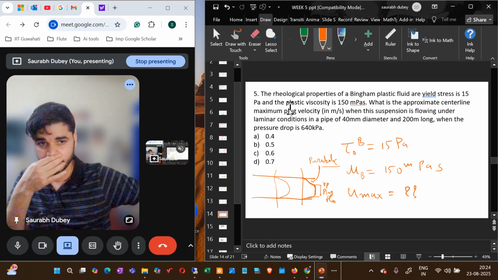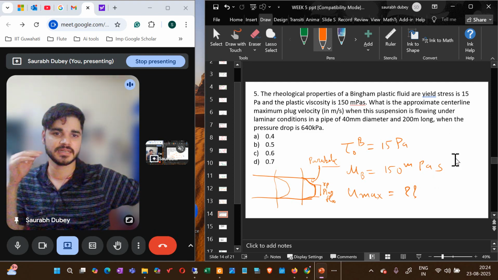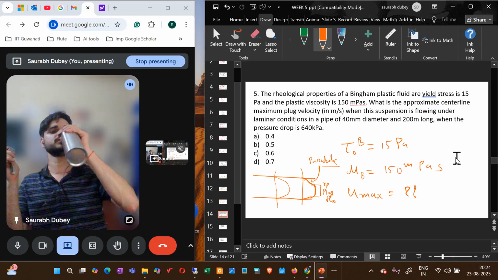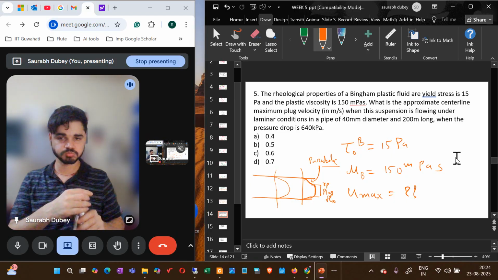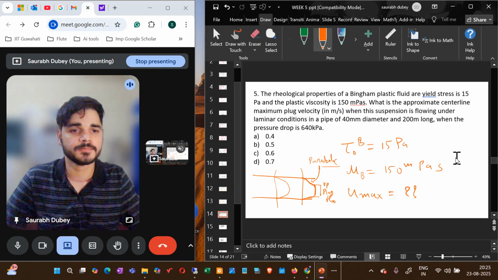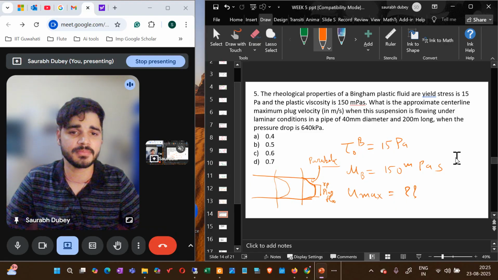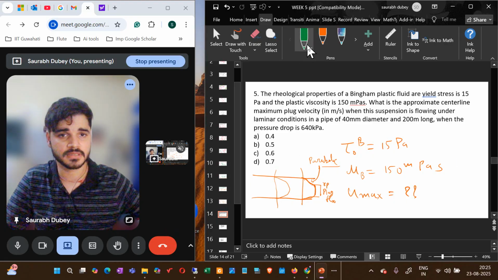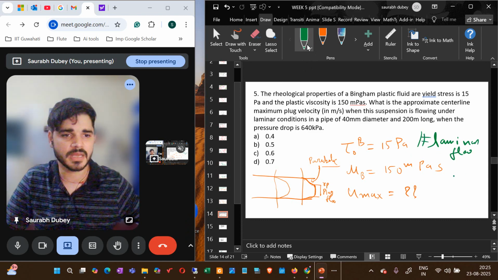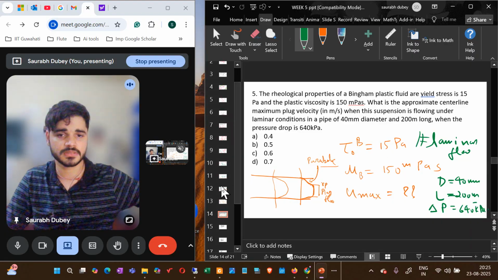So when this suspension is flowing under the laminar condition in a pipe of 40 mm diameter and 200 meter length, when the pressure drop is delta P equals 640 kilopascal. So the condition is laminar flow, the pipe diameter is 40 mm, and the length is 200 meter. So you got to know this information, right?